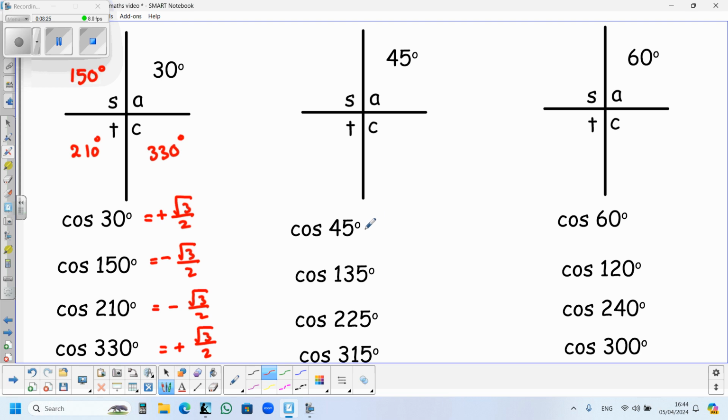Next one, we've got the 45. We've already gone through this. 180 minus 45 is 135. 180 plus 45 is 225. 360 minus 45 is 315. Now, all I have to do is know cos 45, and I can work out the rest of them. So cos 45 is 1 over root 2. So they're all going to have a numerical value of 1 over root 2.